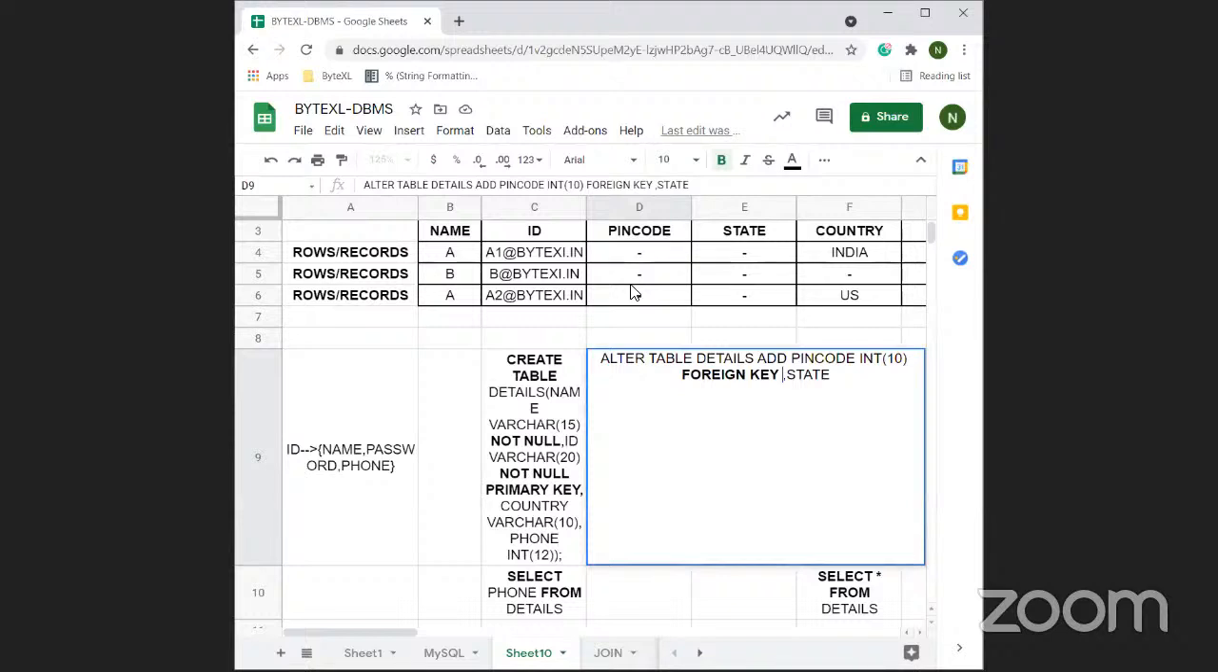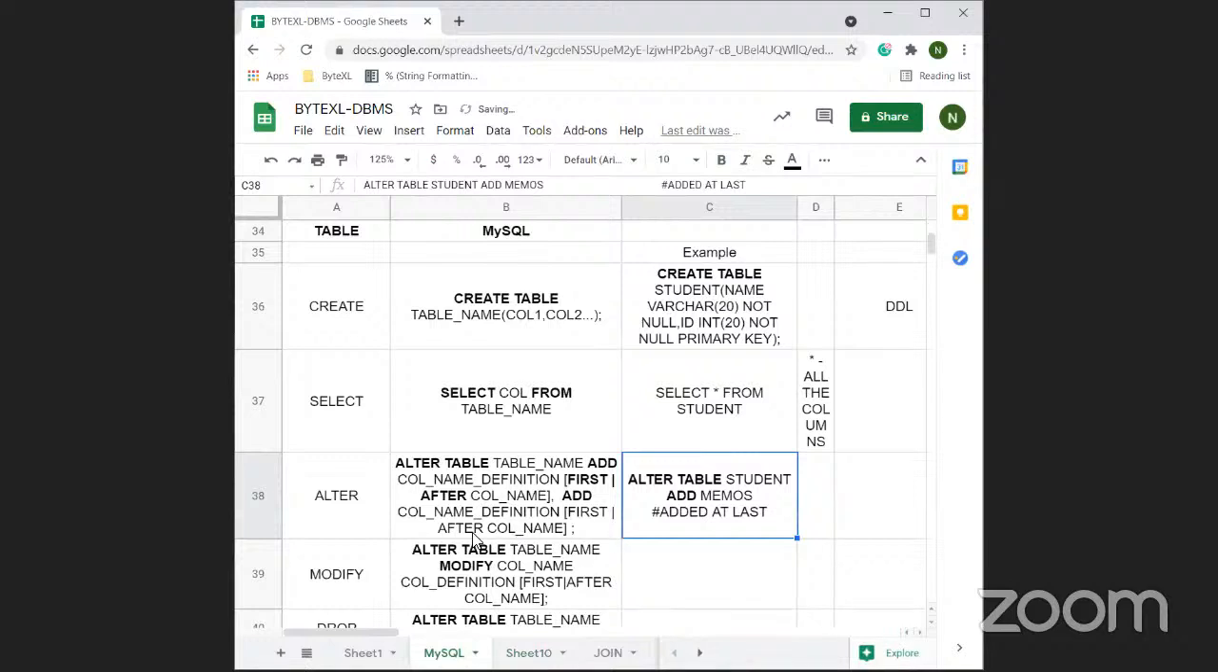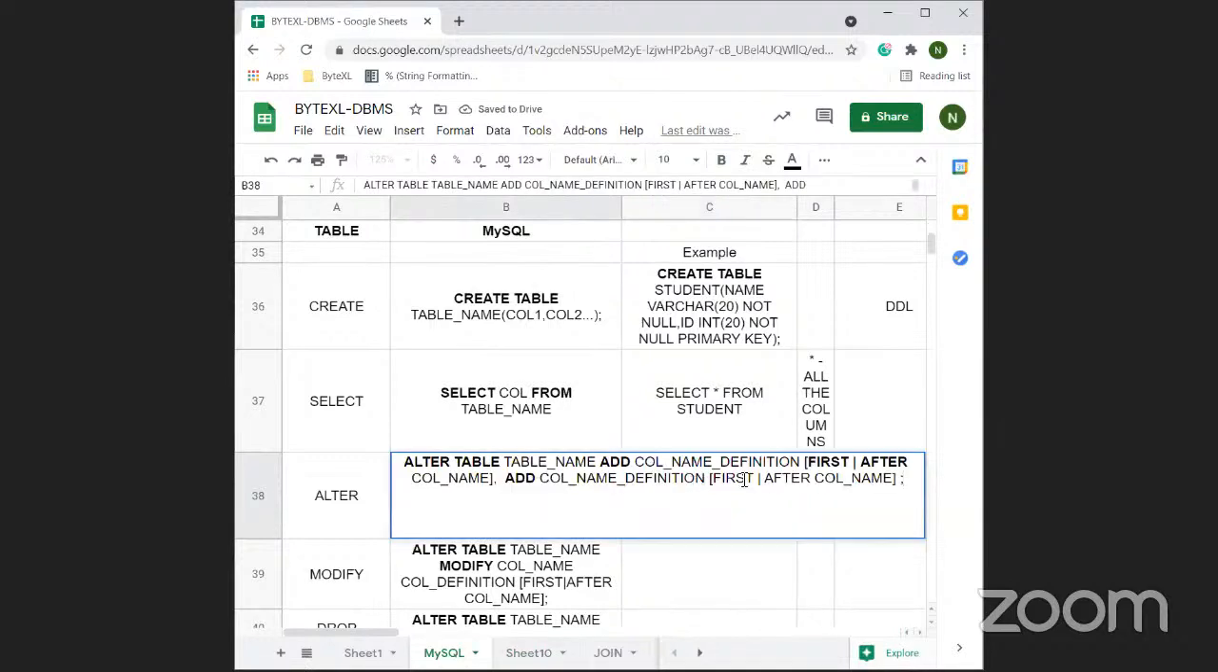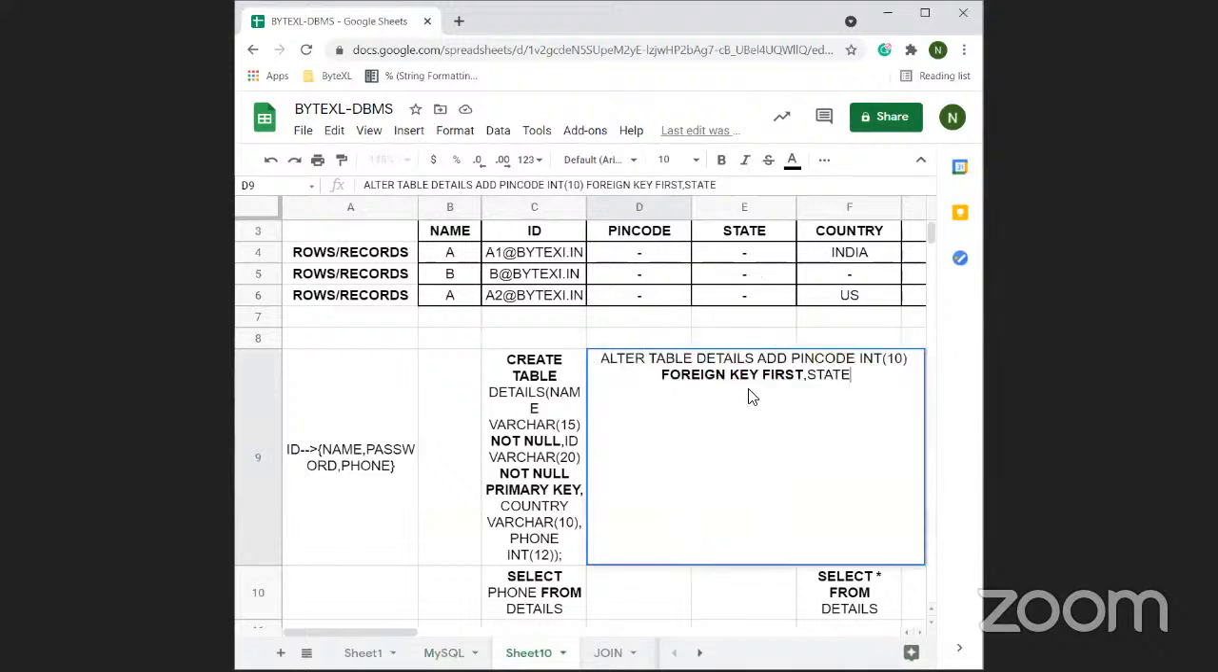If you want it to be first column, we can give first. This is a keyword. Or if we want to store after some value, this is the proper syntax. We can either give first or after a particular column. So I want this pin code not even in first. I want it after what column name? ID. So I will give like this. ID is not an inbuilt word.